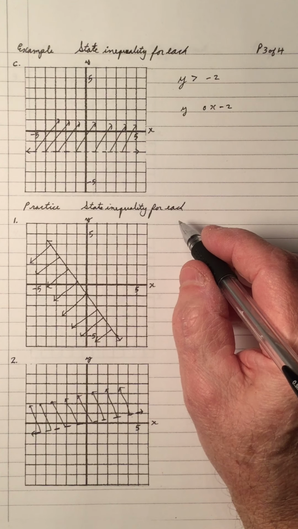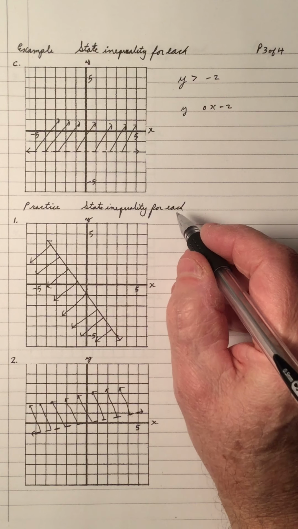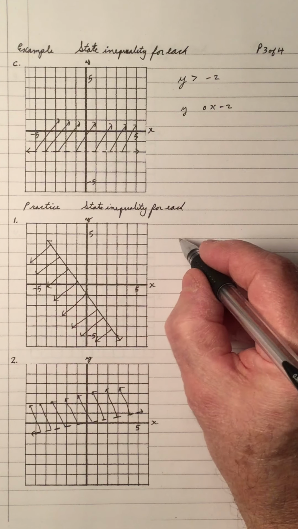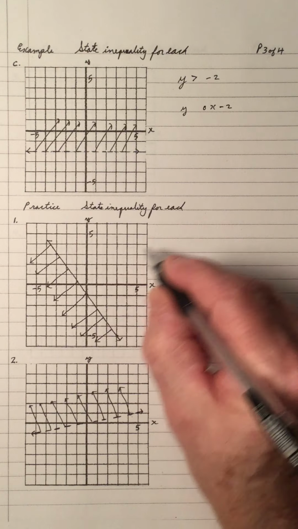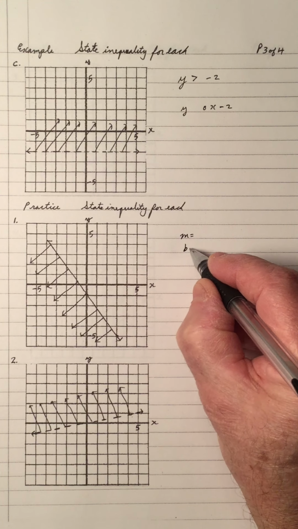So let's practice. Practice means pause the video and work these out. State the inequality for each. Again, we're talking about a linear. So we have a line. So what's the slope of this line? And what's the y-intercept of this line?